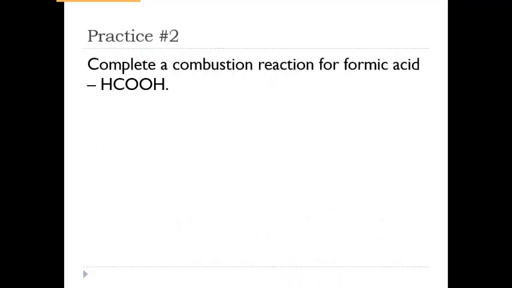Here is not quite a hydrocarbon. It does have some oxygen in it, but it still works the same way. So we're going to want to have our formic acid, HCOOH, and this is just the way that this is normally written. We're going to want to add our oxygen, and we're going to want to keep our products as carbon dioxide and water. And again, it doesn't matter which one you want to write first, as long as carbon dioxide and water are both on your product's side.